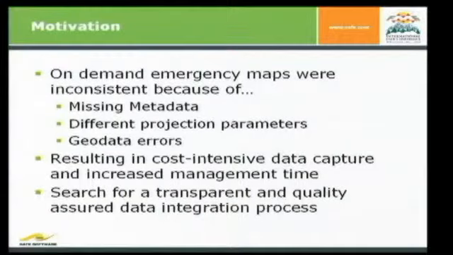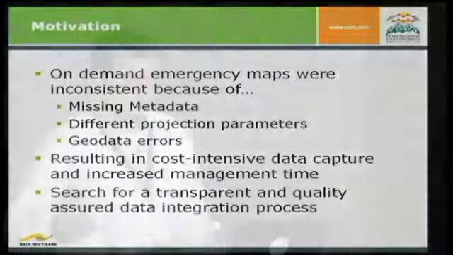Although it's defined to be WGS 84, it's still different. And of course we had geodata errors, because they had no validation tools. Subcontractors were bringing in data, but nobody really checked whether it applied to the schema or whether it was correct. That resulted in cost-intensive data capture and increased management time at the Austrian Federal Railways. So we had to search for a transparent and quality-assured data integration process, which was done by FME Server.